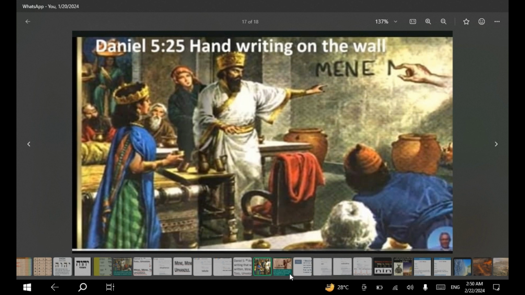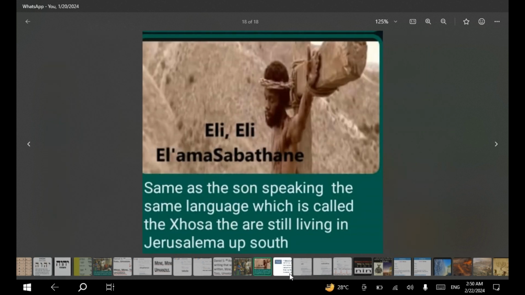And also, the son was speaking Ezekosha. Why? The same as the son speaking the same language, which is called the Ezekosha. They are still living in Jerusalem up south. They are the Ezekosha. Why?